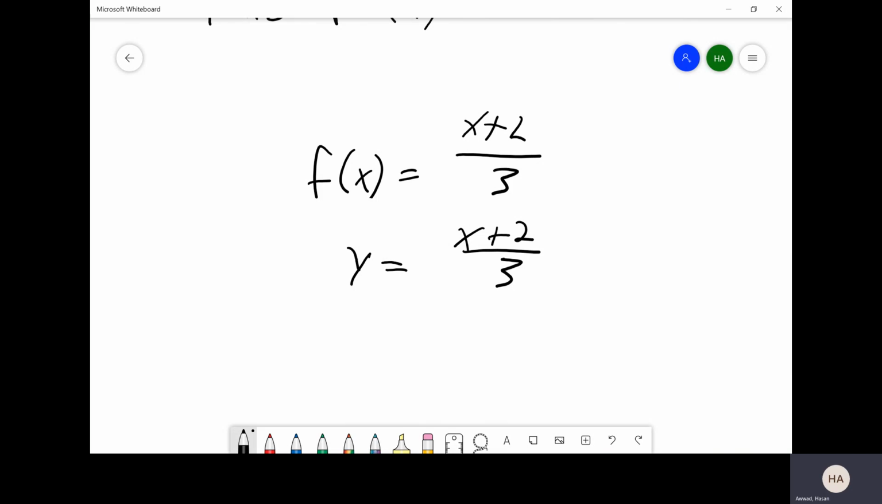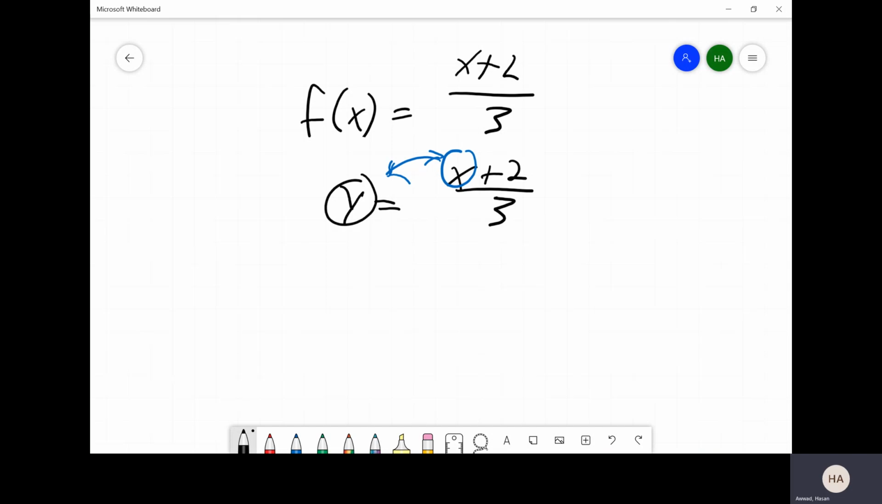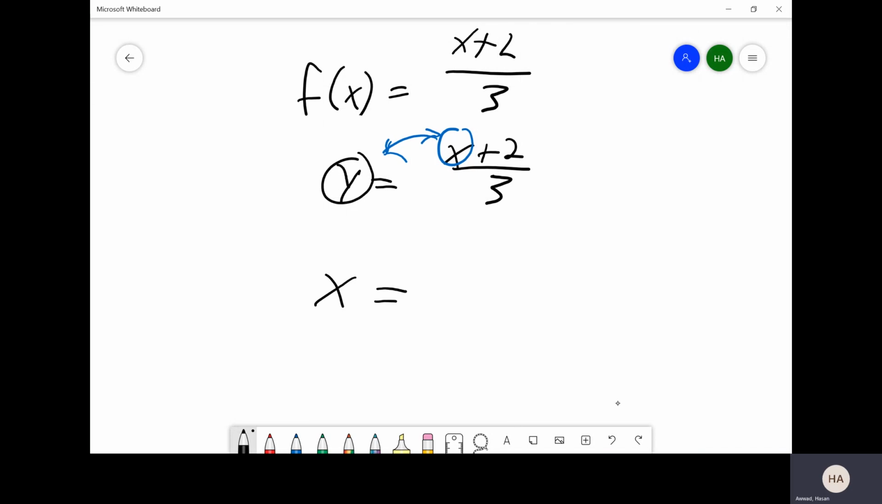Your next step is probably the most confusing, but once you get the hang of it, it's really not so bad. Your next step is you're going to switch the place of your dependent and your independent variables. So we see we have a y over here and an x over here. We're going to switch their positions, and then solve for y again. So let's switch them: we have x over here now equal to (y + 2) divided by 3. Notice all I did was move the x and the y to opposite places. And our goal is, once again, solving for y.